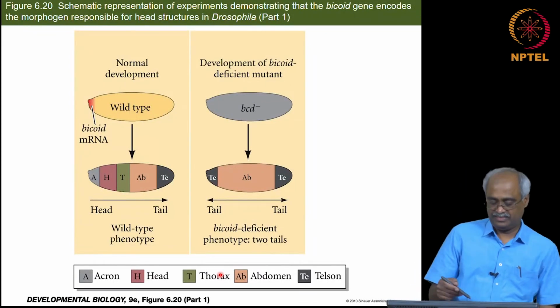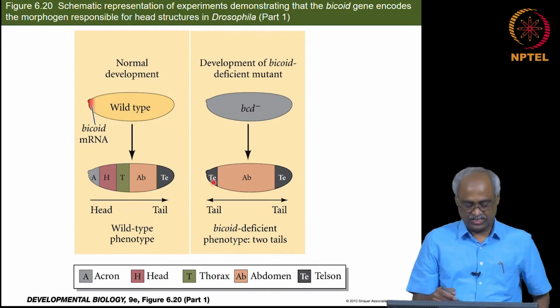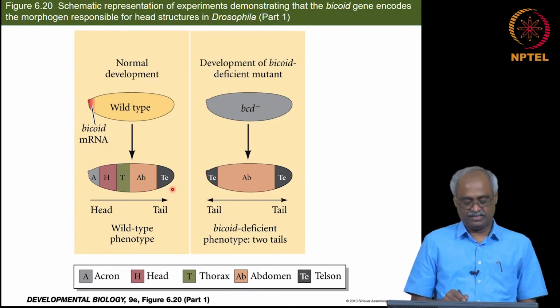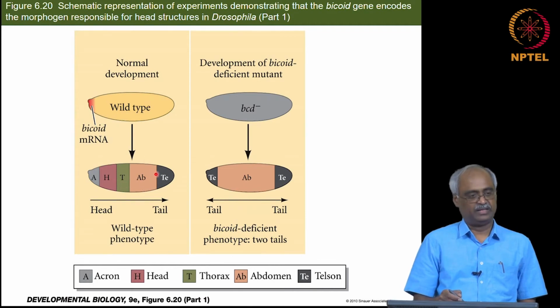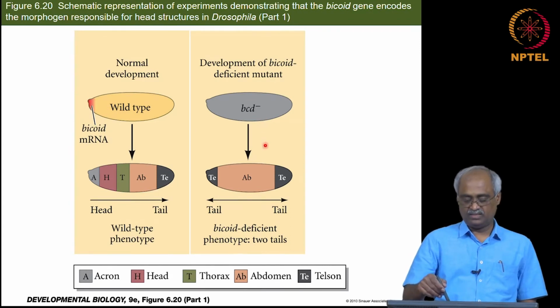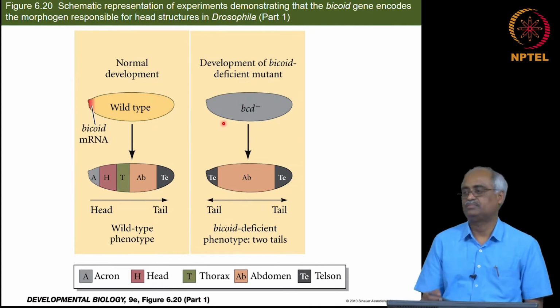So, this is the same experiment we have already discussed. It just has more specific labels: acron, telson is marked here, and head, thoracic and abdominal segments are marked, and this is the structure the wild type forms by having bicoid here. Now, if you do not have it, it forms abdomen, telson, telson, indicating that the anterior structures like the acron, head and thoracic require bicoid. Okay.